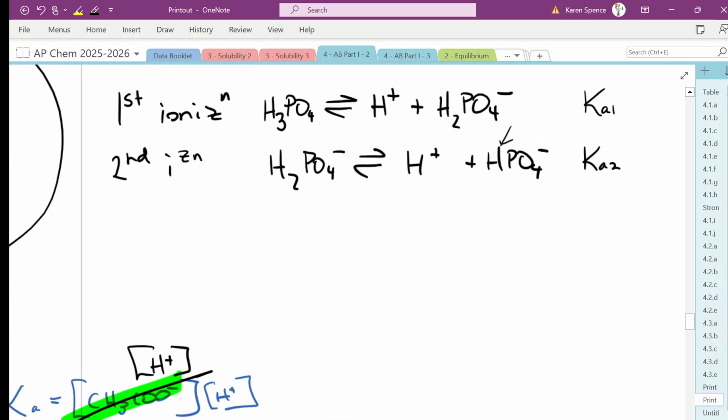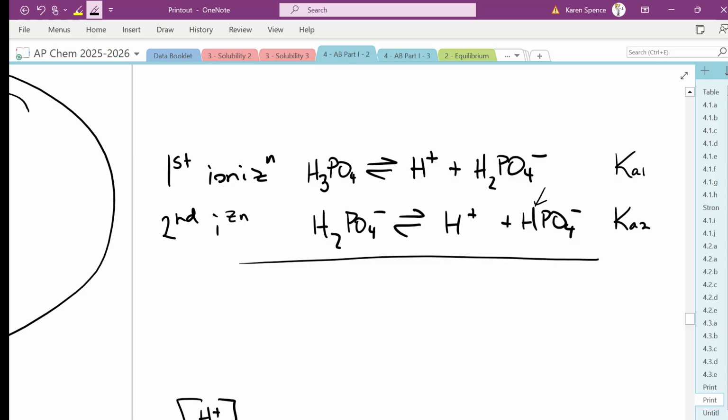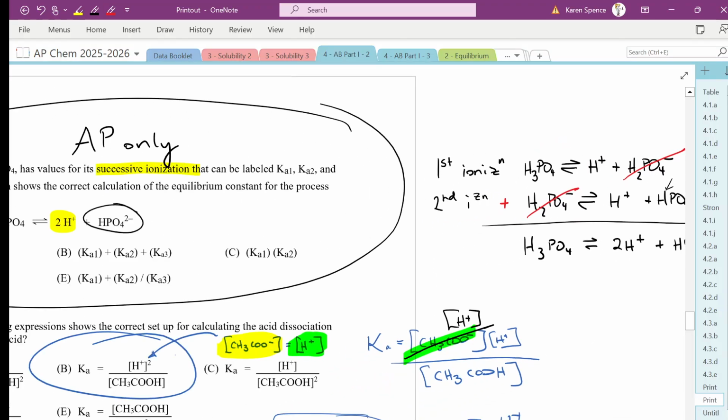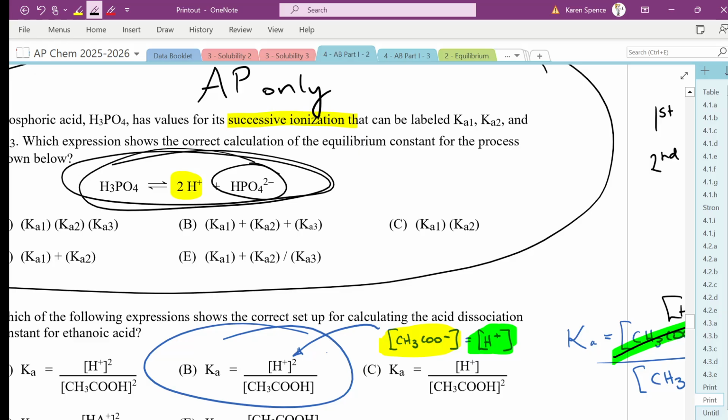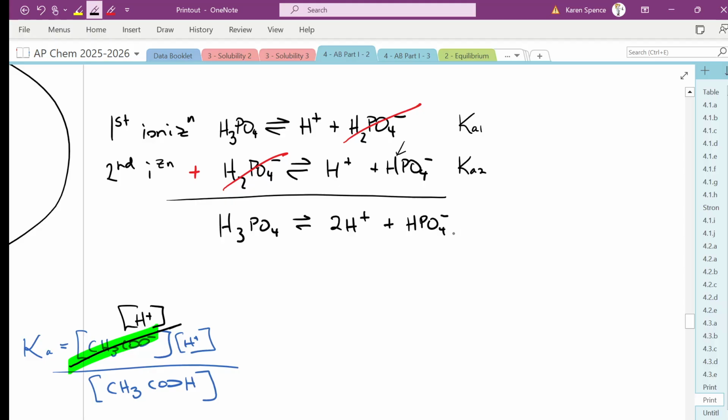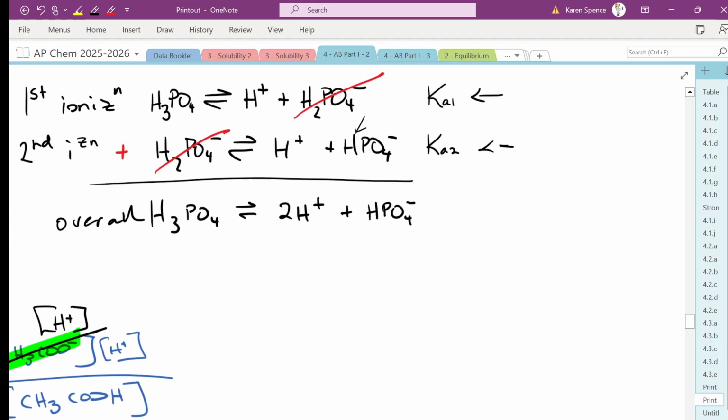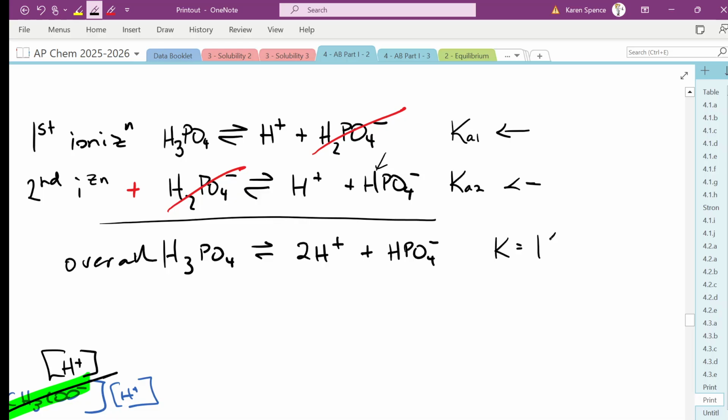Now, if I want to end up with my overall reaction, if I add these 2, I will get the overall reaction because the H2PO4- on the right will cancel with the H2PO4- on the left, and I'll end up with H3PO4 in equilibrium with 2H+ and HPO4 2-, and that is the reaction that we had here. Yeah? Now, if we add 2 reactions together and we get an overall reaction, how do we use their K values to find the overall K? We multiply them. So that's going to be K is Ka1 times Ka2. Yeah? Good stuff.